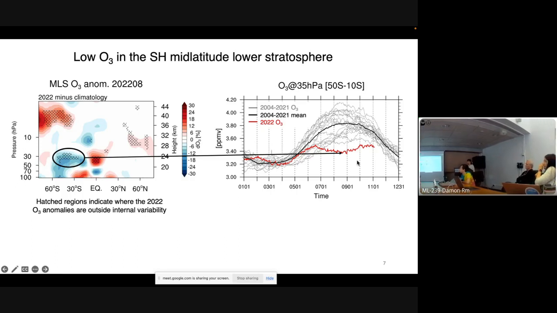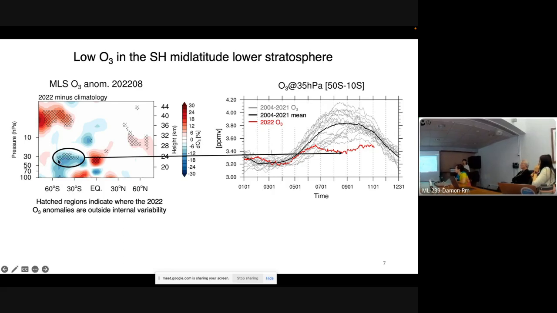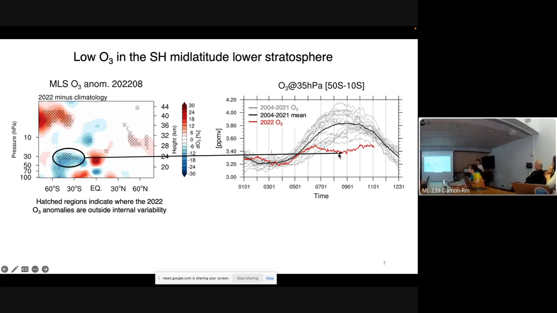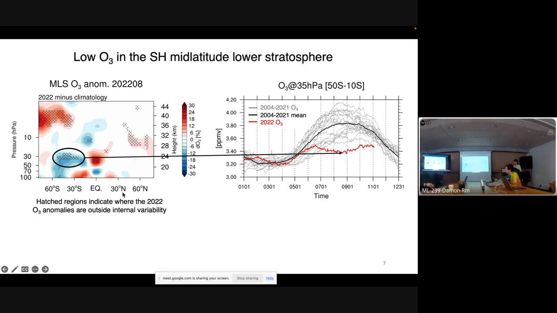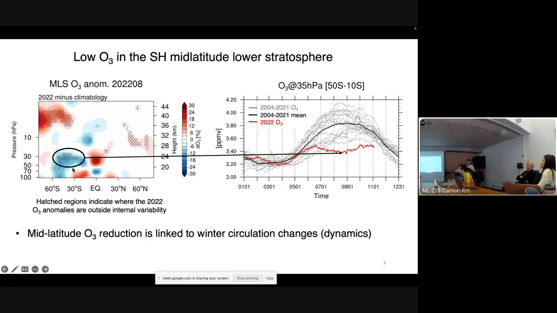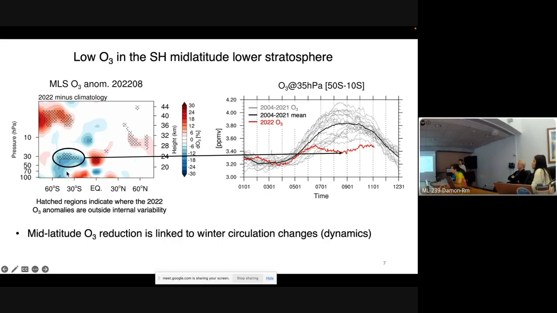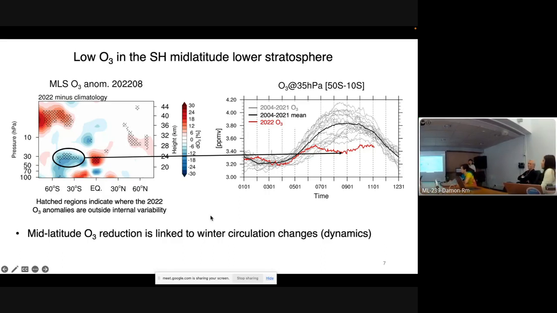And on the right, I'm showing you again a spaghetti plot of the ozone mixing ratio around the same height. Again, black is the climatology, red is the ozone mixing ratio for 2022. You see that this ozone reduction is something we've never seen before, and our model can reproduce this ozone anomaly quite well. We did an ozone budget analysis and found that this ozone reduction in the mid-latitude is mainly due to the change in the circulation rather than the chemistry process.